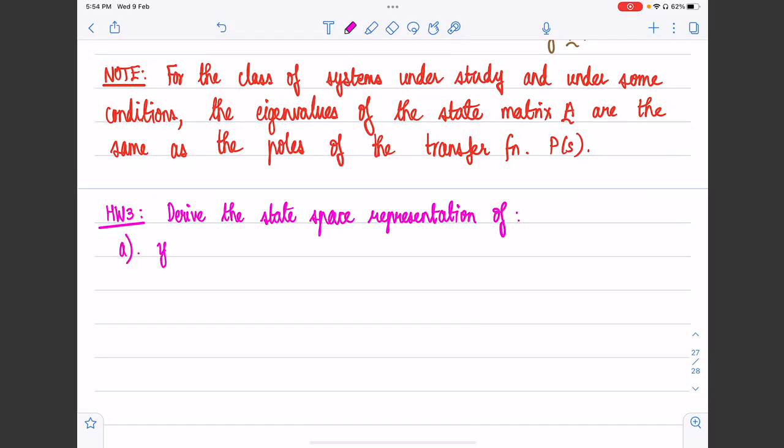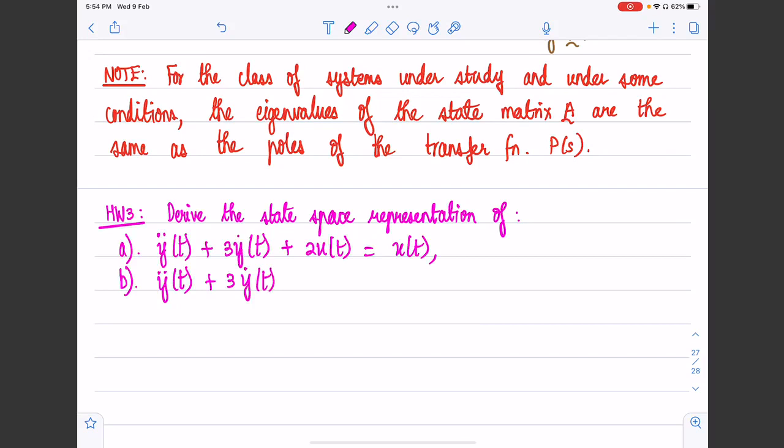These are things which we have already done, where we derived the plant transfer function. I'm not giving you anything new. So this is system number 1. The transfer function is 1 divided by s squared plus 3s plus 2. In the second case, it is y double dot plus 3y dot plus 2y(t) equal to u dot plus 3u(t). Here the zero is introduced at minus 3.